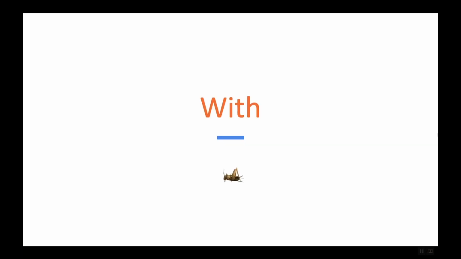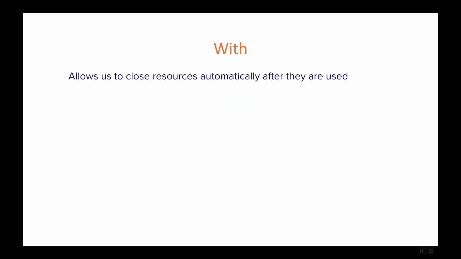All right, so in this video, we're going to talk about the with keyword. Now, the with keyword is sort of a compound keyword, which basically allows us to perform two operations at the same time. It allows us to not only open a resource, and we will see shortly how we do that, but it also allows us to close automatically a resource after we use it.